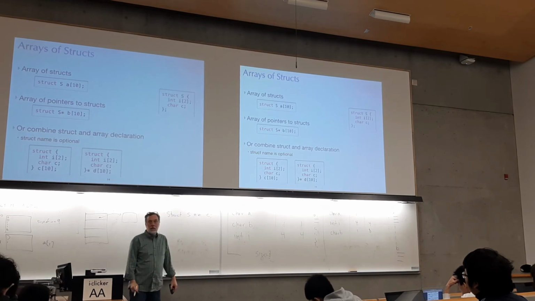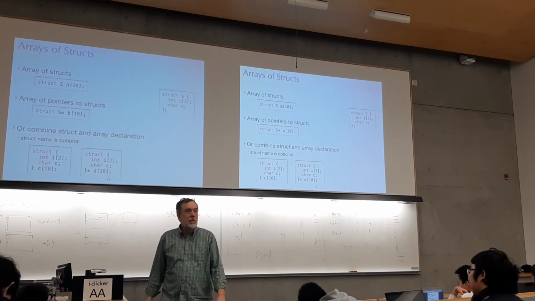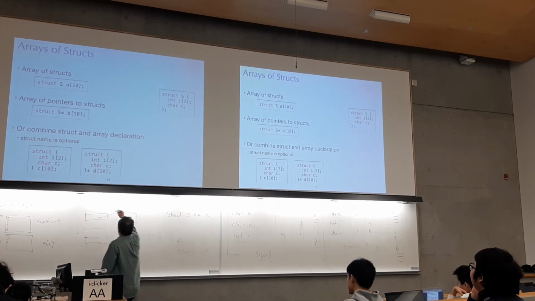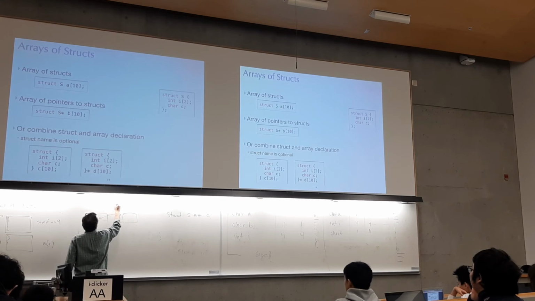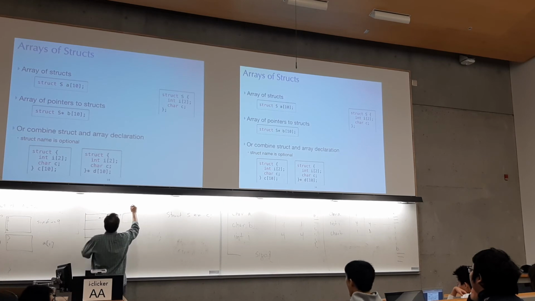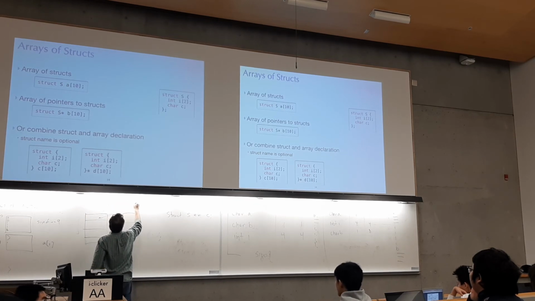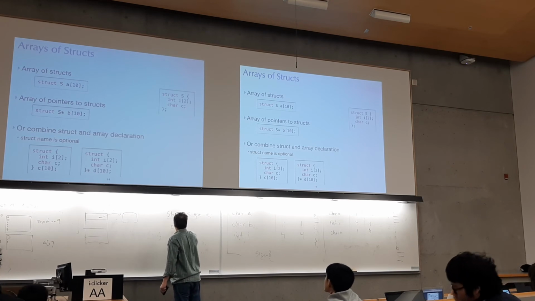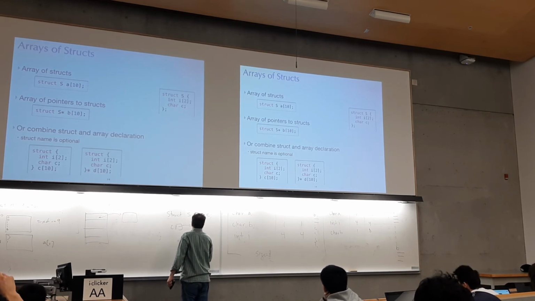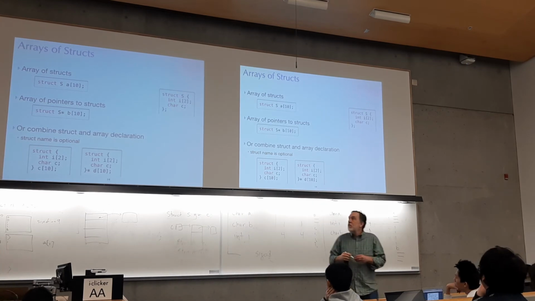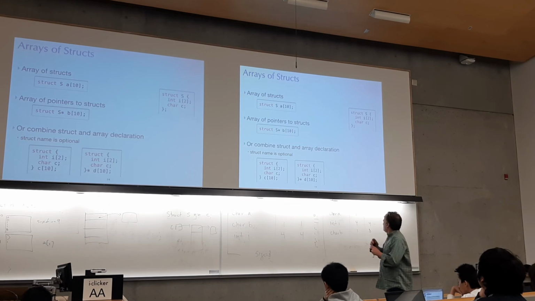Struct S star star. Who likes that? No one. Simple though. This is struct S star B, right? That's a static array of struct. This is a dynamic array of the same thing, so that's this. Same thing with ints, so on.